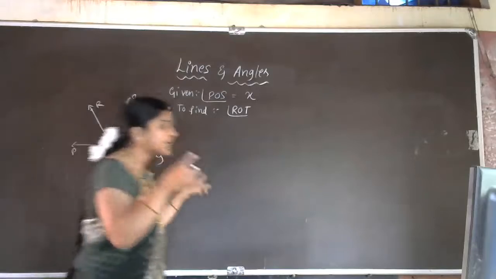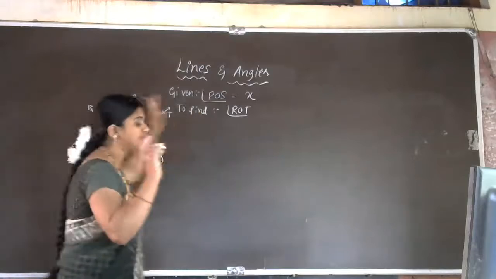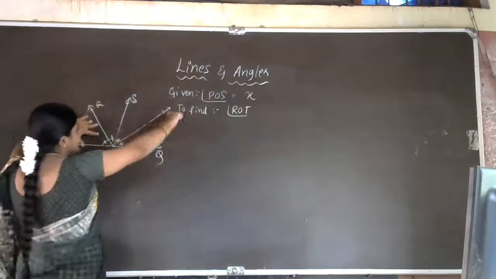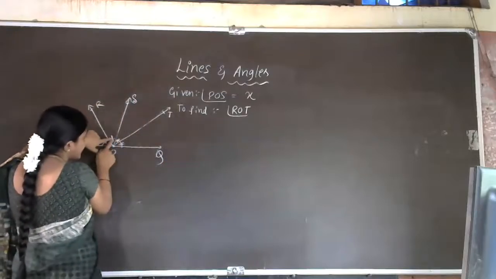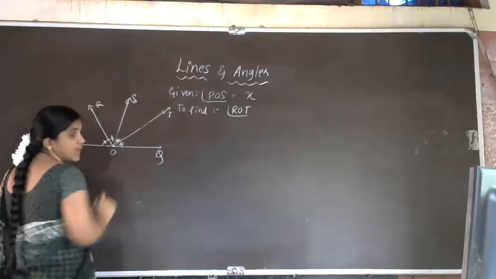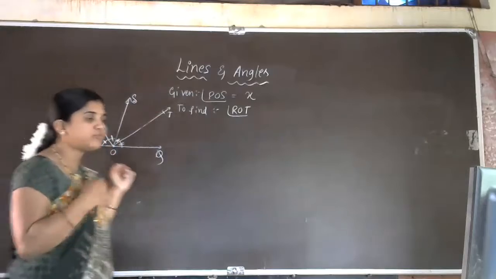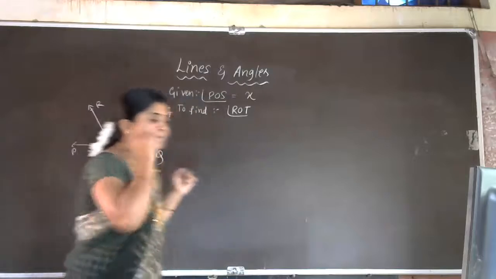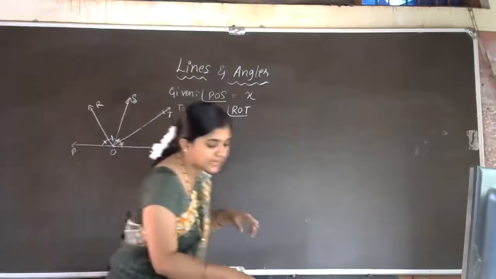So what is our target actually? ROT we have to find. So our target is this one. This one angle and this one angle, these two equal angles, when we add them, we get ROT. So how will we start the problem? Let us come from the beginning. What was given in the first problem?